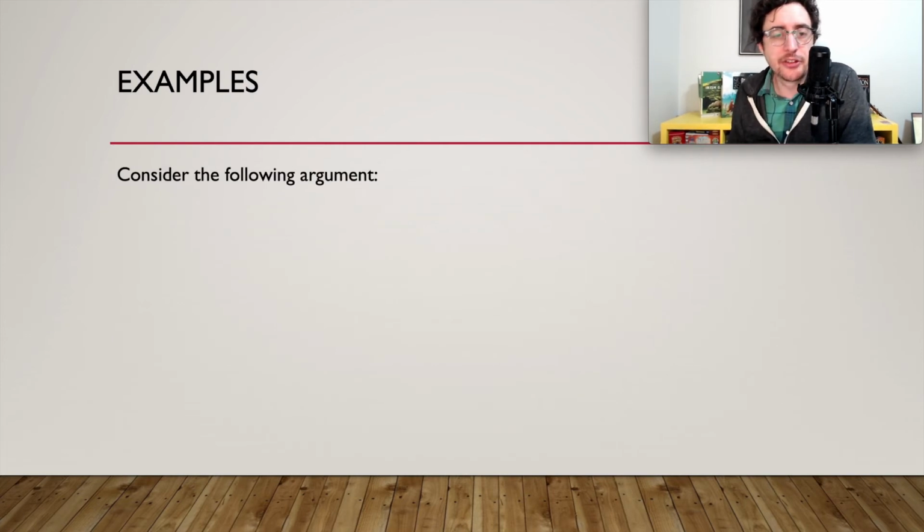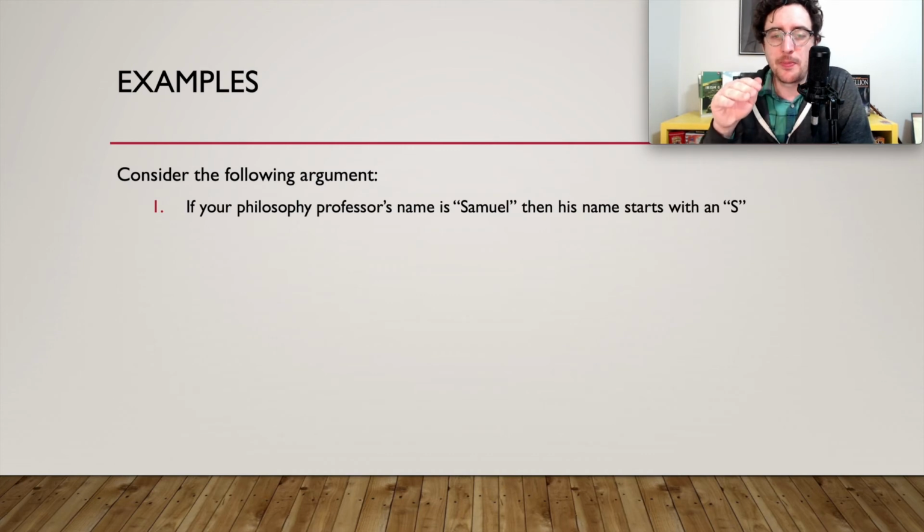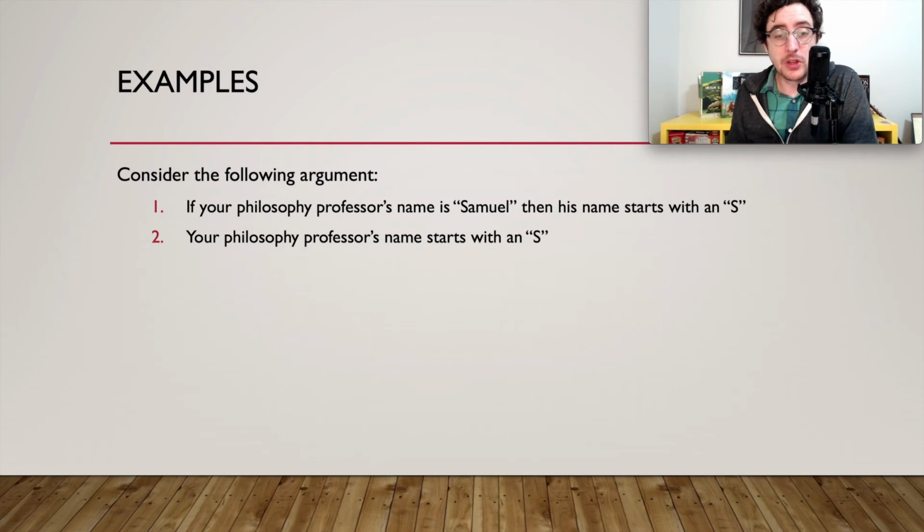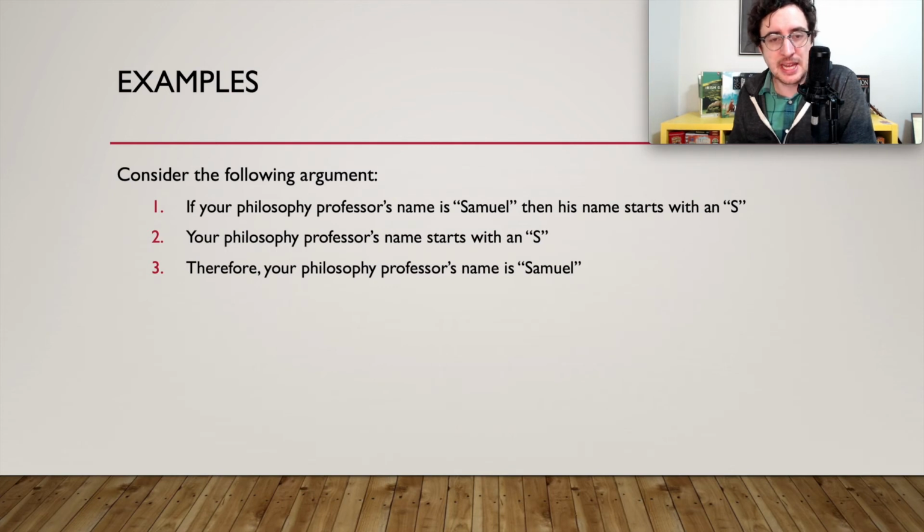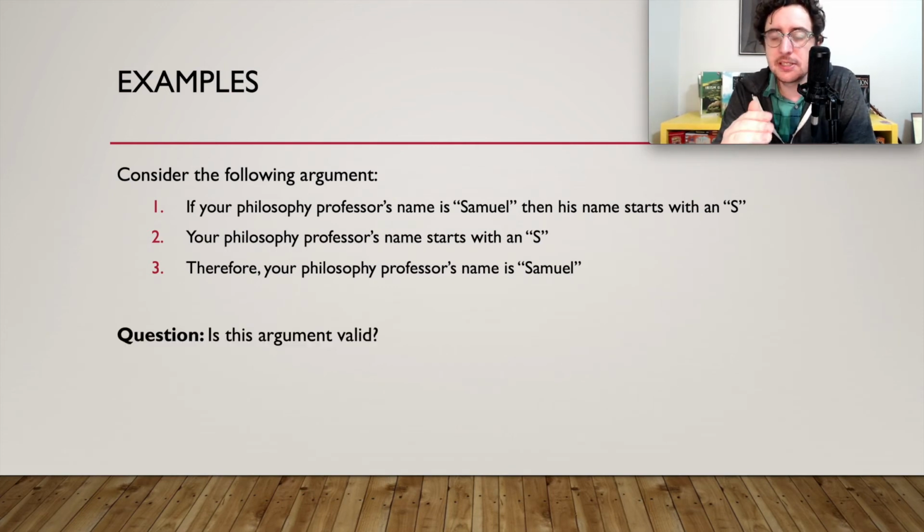All right, let's consider another example. Premise 1. If your philosophy professor's name is Samuel, then his name starts with an S. Premise 2. Your philosophy professor's name starts with an S, therefore your philosophy professor's name is Samuel. Is this argument valid? No, it is not. Yet again, we imagine that premise 1 is true. We imagine that if your professor's name is Samuel, then his name starts with S. That's pretty easy to do since you spell Samuel with an S. And also, let's imagine that your philosophy professor's name starts with an S.